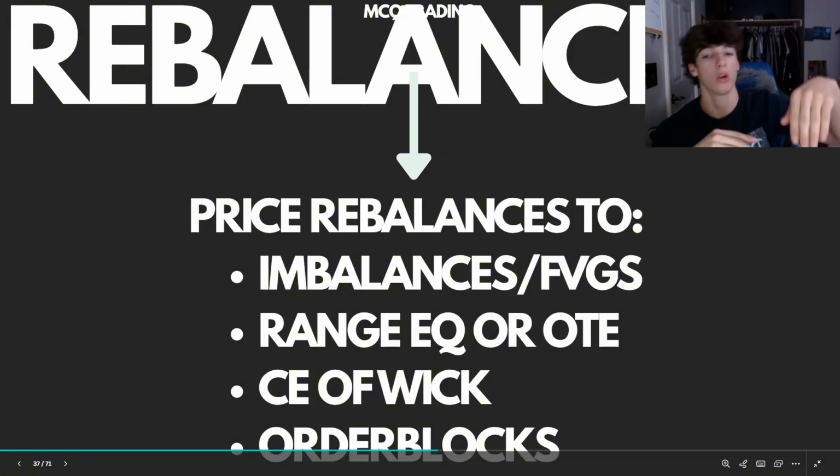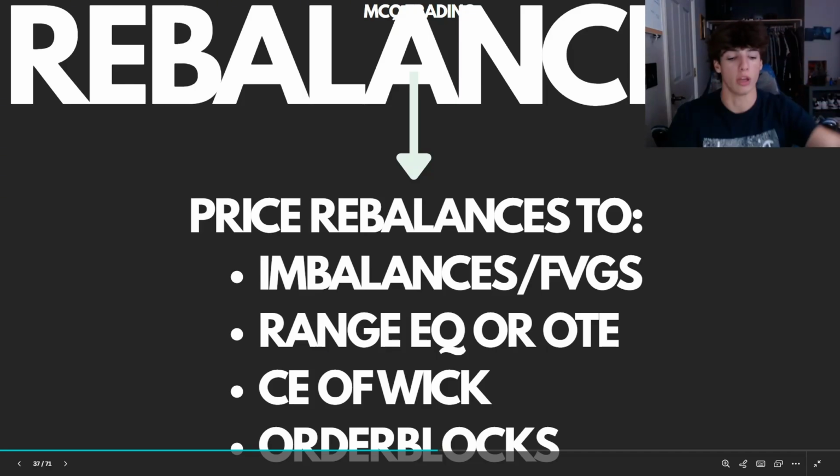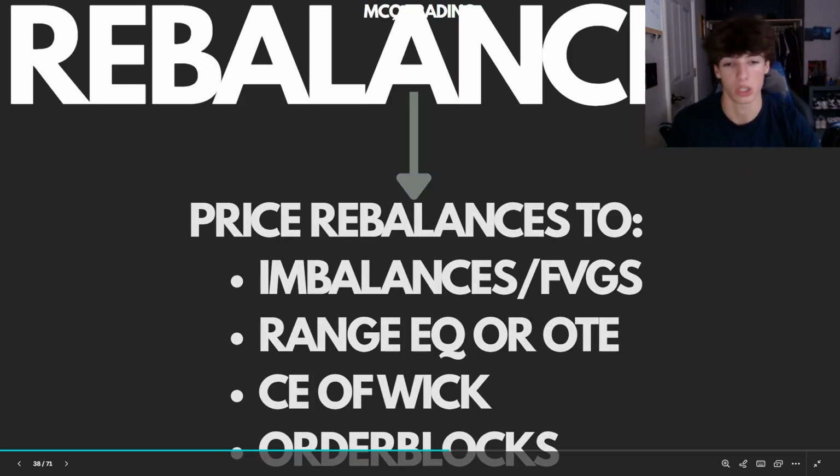So say we're in a sell model, you draw that out from the current area that we're at within the sell model, it can retrace to the equilibrium and then continue dumping. It can also rebalance to consequent encroachment of a bigger time frame or even a lower time frame wick, if it's a news wick, something like that. We can also rebalance to order blocks, right? So these are the points we can expect the market to rebalance to, right?